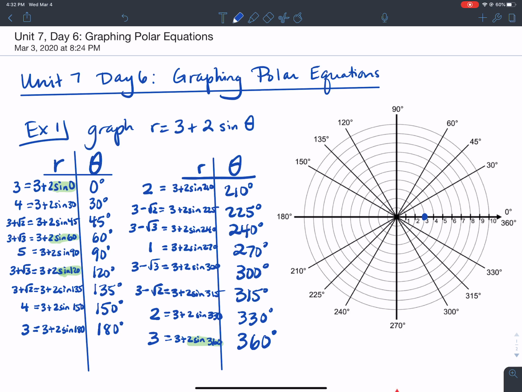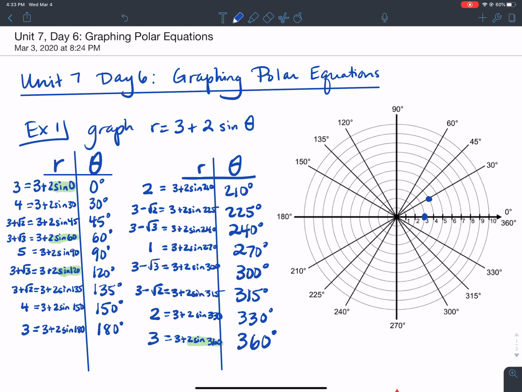Then you're going to go to 4, 30 degrees. So out on the 30-degree line, go out to the fourth radius. Now 3 plus root 2, you might not know what that is off the top of your head, but root 2 is like 1.4 or something. So 3 plus 1.4 would be 4.14-ish. So we're going to just kind of guesstimate that.